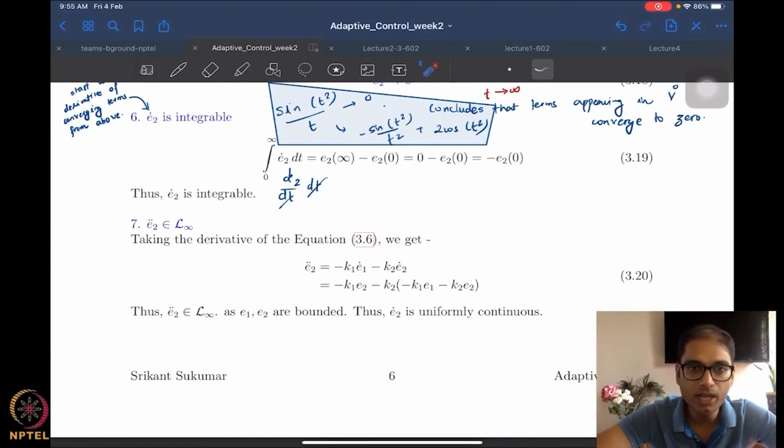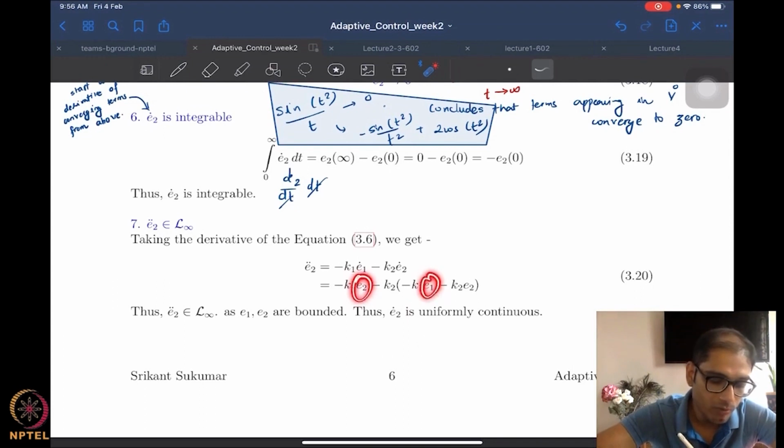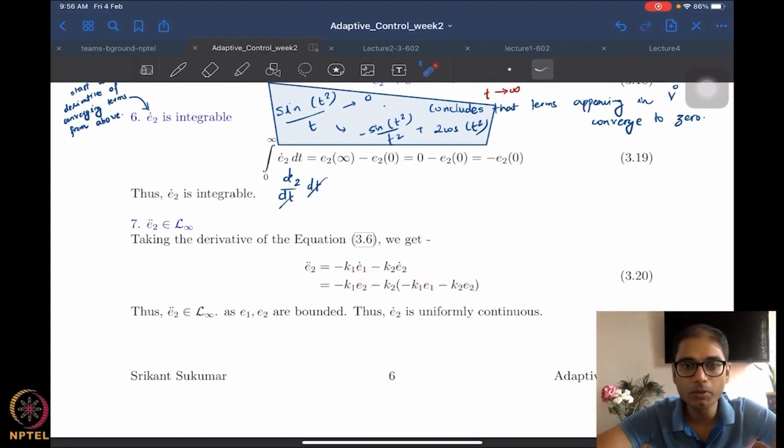Taking its derivative and showing that it's bounded. It is also very easy. I can take many derivatives further. This will always be bounded, because you'll always get terms in E1 and E2, which are already known to be bounded. Okay, excellent.